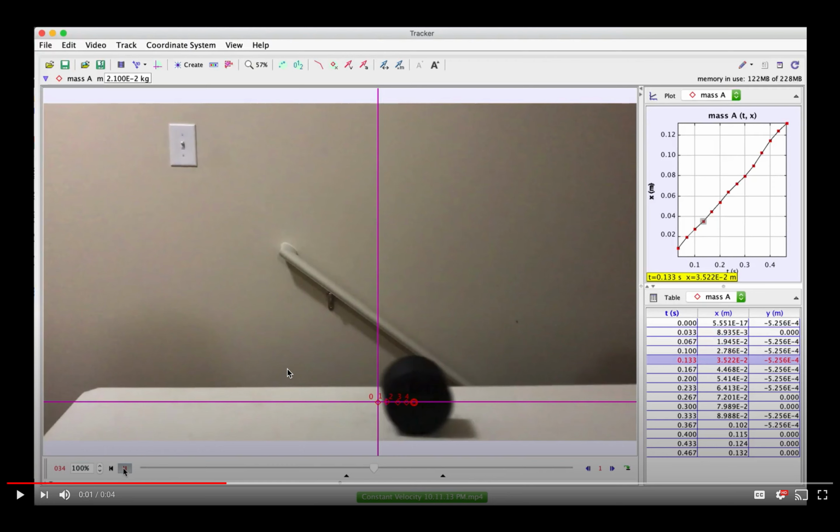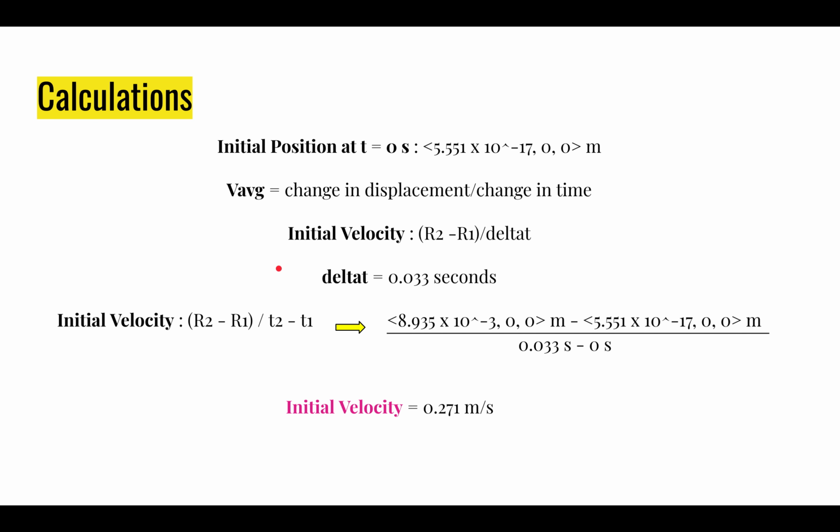The initial position of the object is located at 5.551 times 10 to the negative 17th meters, and the total change in time is 0.467 seconds, but the time steps are 0.033 seconds, and that was what I used in my calculations. The formula for average velocity is shown here, change in displacement over the change in time. And in this lab, the initial velocity was calculated by the change in position from the first two data points divided by the change in time for that particular duration.